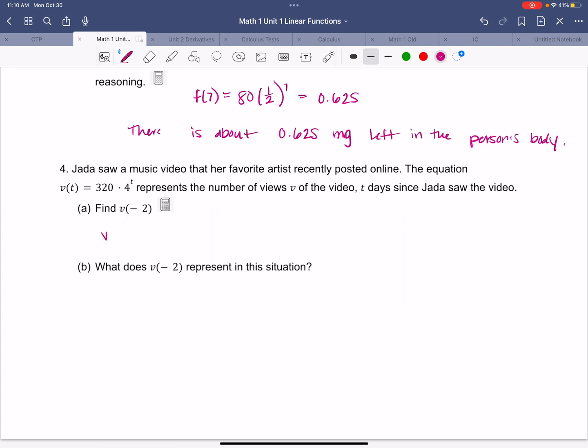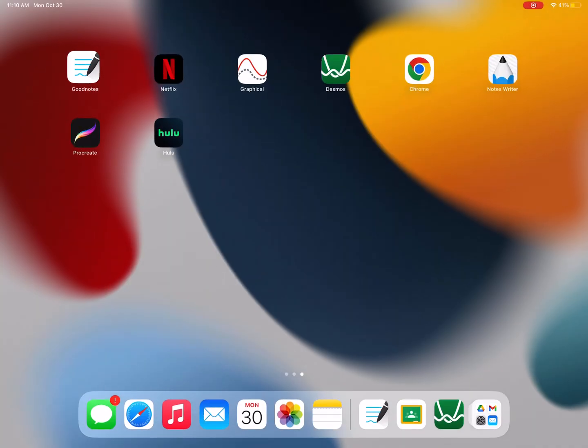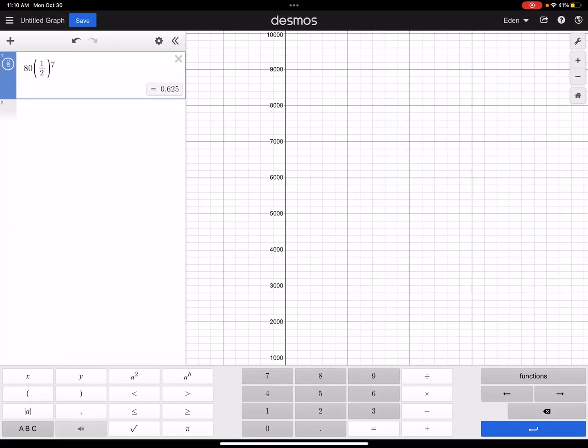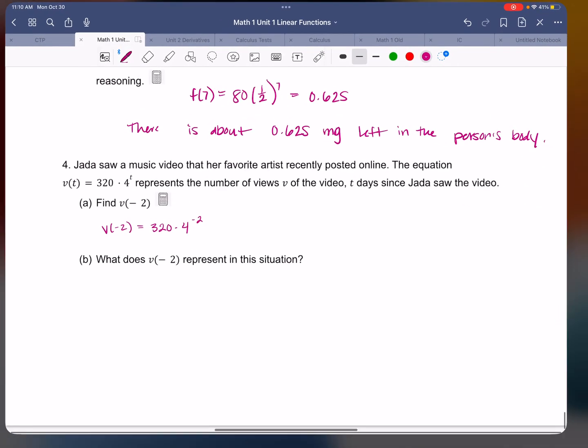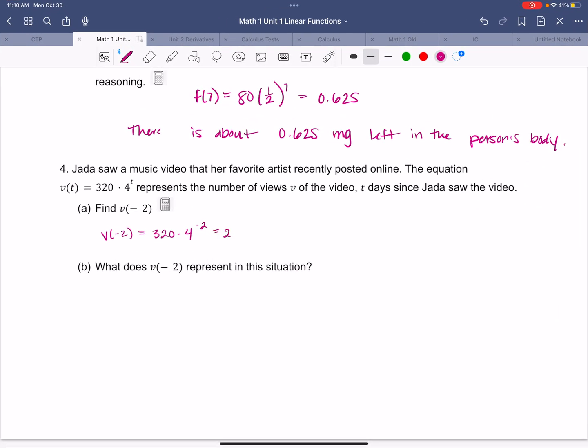Just like I've done before, I'm going to take -2 and plug it into my equation. Don't worry about solving that by hand, because I'm going to plug that into Desmos. So 320 times my growth factor 4 raised to the -2nd power is going to be 20. So V of -2 is 20.